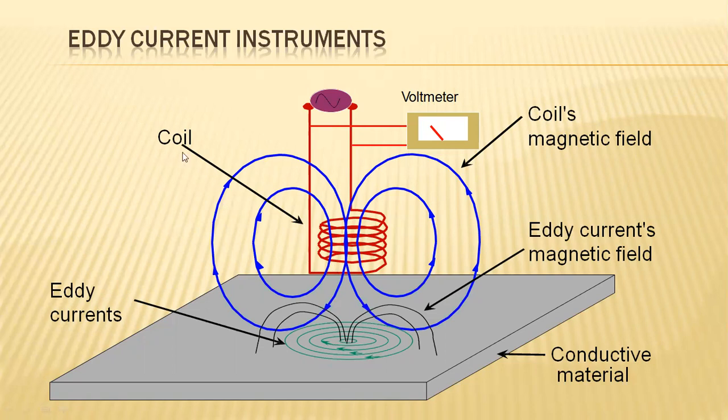And hence this is the primary coil and the coil magnetic field that is being induced, and the voltmeter for identification of the produced currents based upon the input AC power supply within the primary coil and the testing material. These are the eddy currents being produced, this is the magnetic field generated by the produced eddy currents, and this is the conductive material.